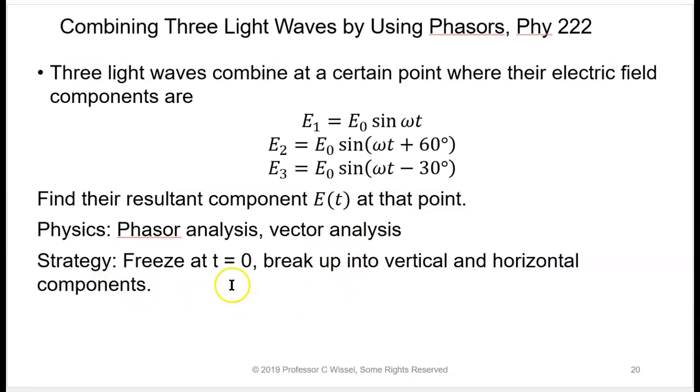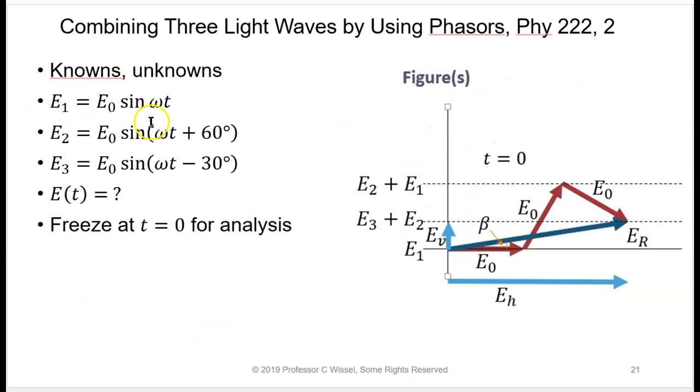And the strategy is, we're going to freeze it at time t equals 0 because then we don't have to worry about the nasty omega t business. And then we're going to break this up into vertical and horizontal components using this part right here. Okay, so we write down our knowns and unknowns. E1 equals E naught times the sine omega t, and of course there'd be plus 0 degrees here in case you're curious. E2 equals E naught times the sine omega t plus 60 degrees, and E3 equals E naught times the sine omega t minus 30 degrees. We want to find out an expression for E at t, and we're going to freeze at time t equals 0 for analysis. And of course, then we draw the figure here.